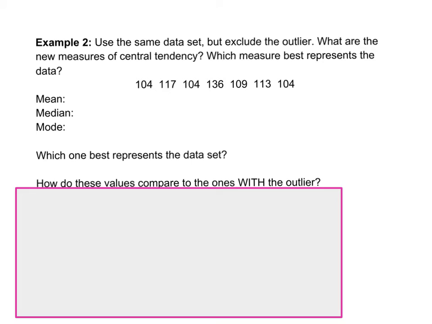In example 2, we are going to use the same data set, but let's exclude the outlier. What are the new measures of central tendency? Which measures best represent the data? Take a second to pause now to make sure you get them done. Just repeat that process: get rid of that number, the 189, do your stat, do your calc, and do your one var stats.